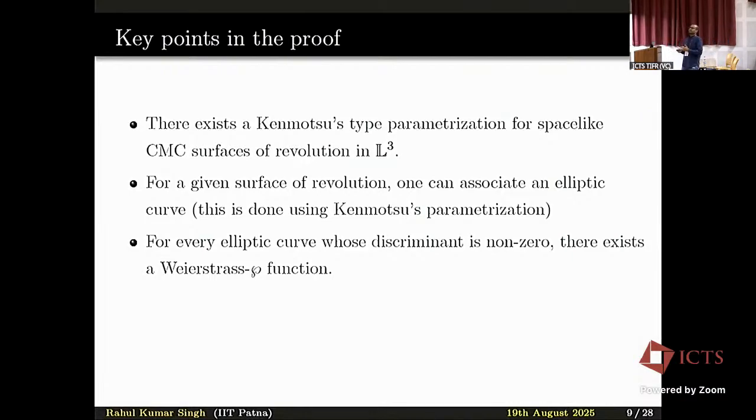And once you have a smooth elliptic curve, again this is a fact that you will get a Weierstrass P function. A Weierstrass P function is simply a doubly periodic function. So whenever you see a smooth elliptic curve, you see a Weierstrass P function.